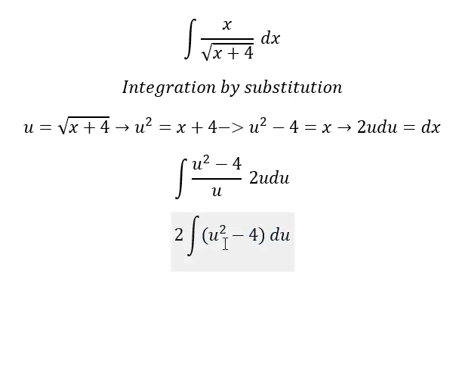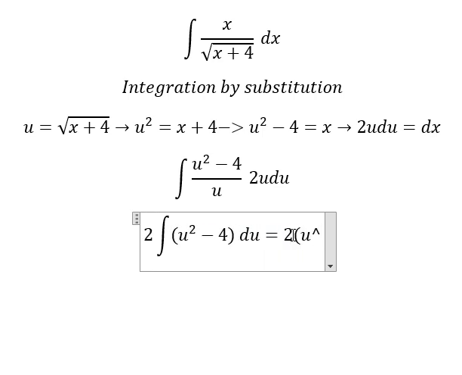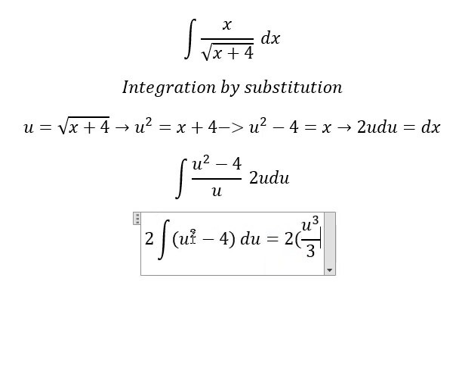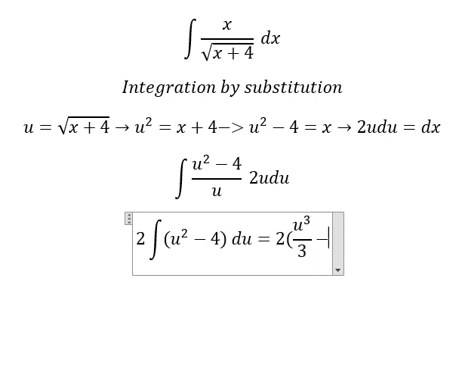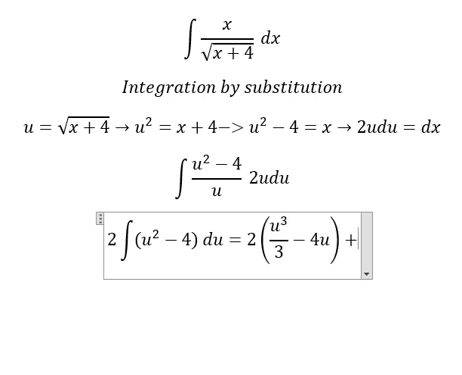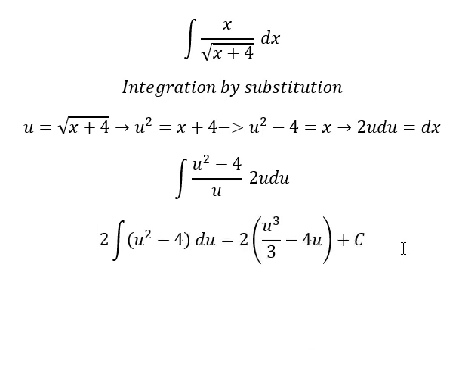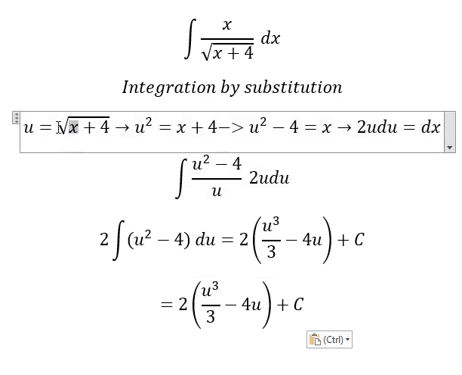So the integration of u squared, we have u to the power of 3 over 3. So I will put 2 plus 1, we have 3. This one we have for u. And I will put c. For u, that is this one.